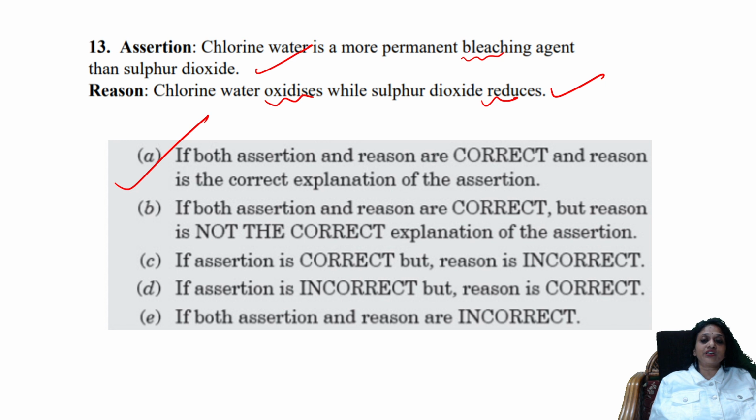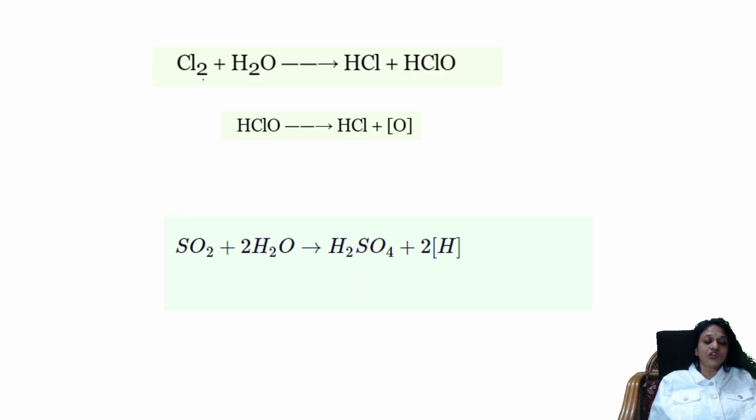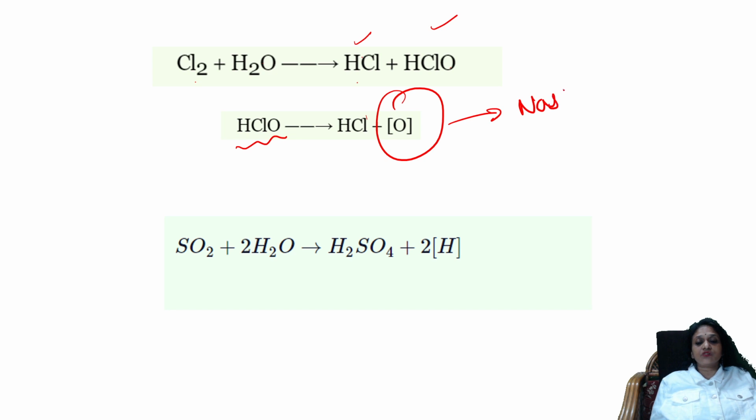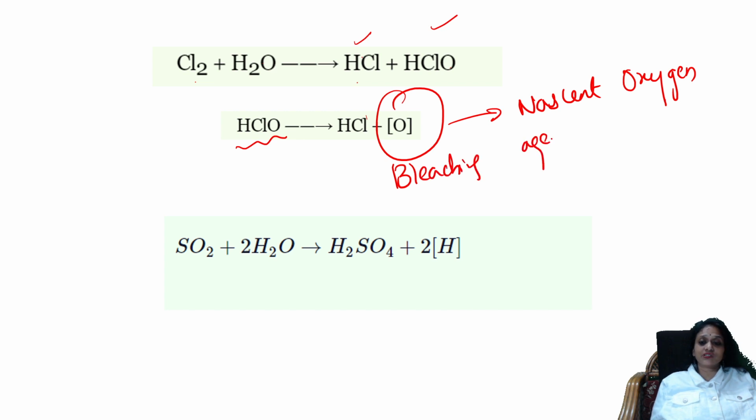Chlorine is a more permanent bleaching agent. When chlorine reacts with water, it releases two types of acids: hydrochloric acid and hypochlorous acid. This hypochlorous acid further releases nascent oxygen. Because of this nascent oxygen, it acts as a bleaching agent. It's a permanent bleach, students. Permanent bleach. Okay. Now, sulfur dioxide.